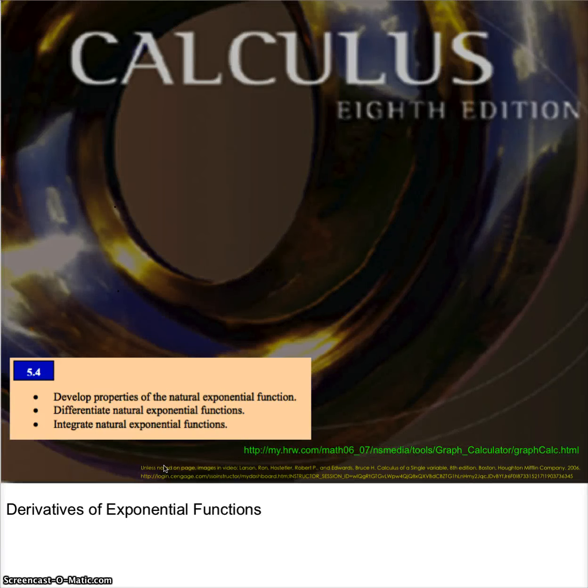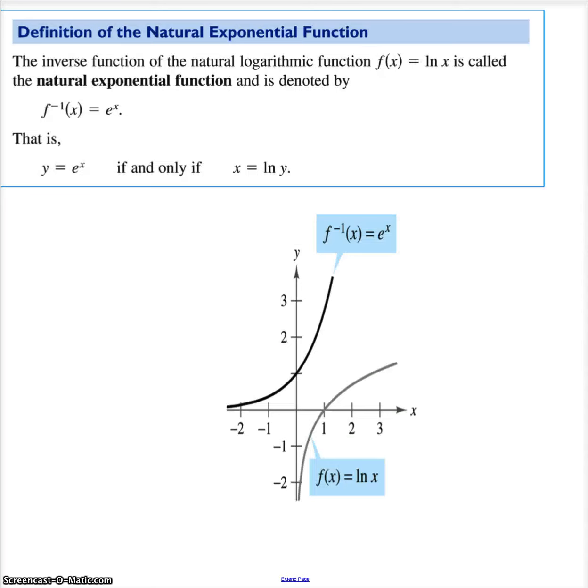Okay, now let's look at exponential functions and their derivatives. Let's look at the definition of a natural exponential function to start with. The inverse function of the natural log function f of x equals log x is the natural exponential function, given by e to the x. That is, y is e to the x if and only if x is equal to log of y. Now these are inverse functions, so everything we did in the last unit applies.